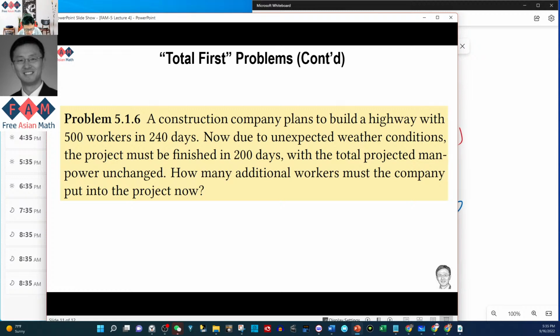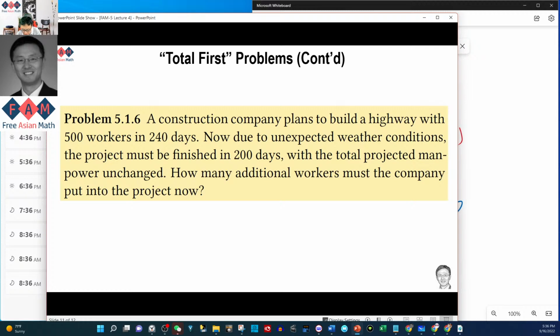Okay? So now some weather conditions just got changed, some unexpected weather conditions. Now the project must be finished, instead of 240 days, in just 200 days, meaning 40 days less. Of course, you have to do it quicker, so you have to put in more workers so that the labor will be more, so you can do it faster.